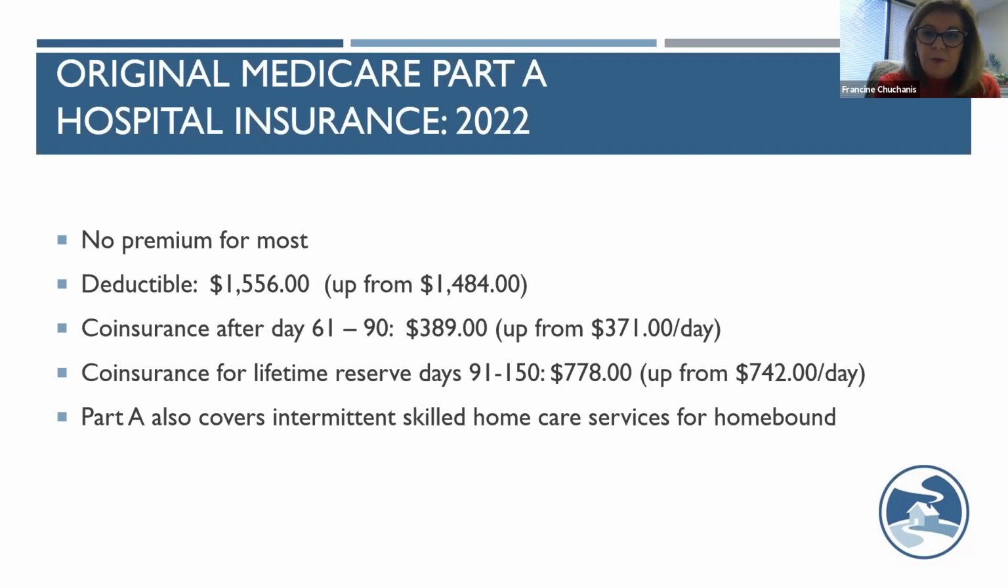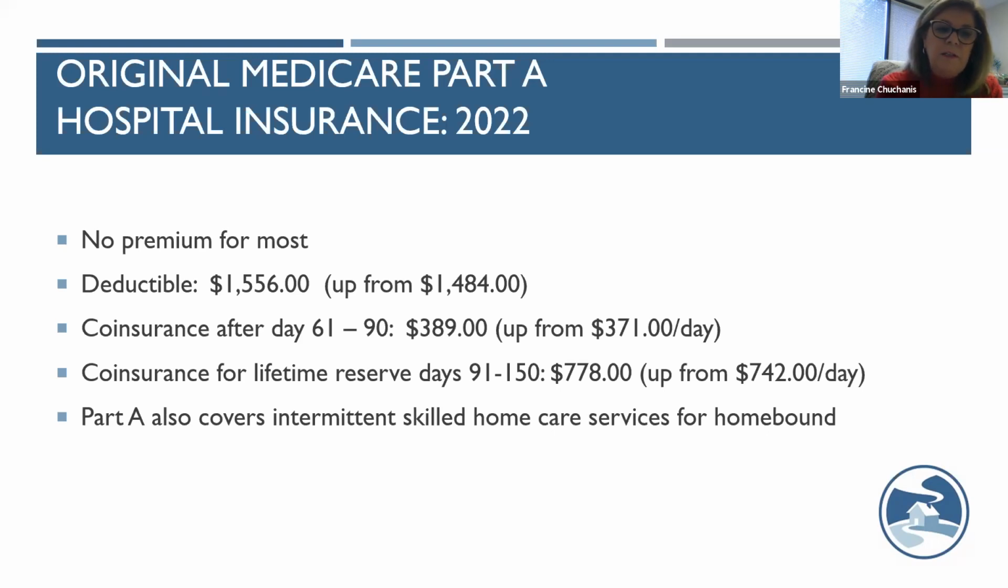If you have catastrophic illness, because this is very rare, and you end up in the hospital for more than 90 days, you can use what's called your lifetime reserve days. And you will have coverage starting day 91 through day 150, but your daily coinsurance will be $778 per day. And again, that's up quite a bit from this year.